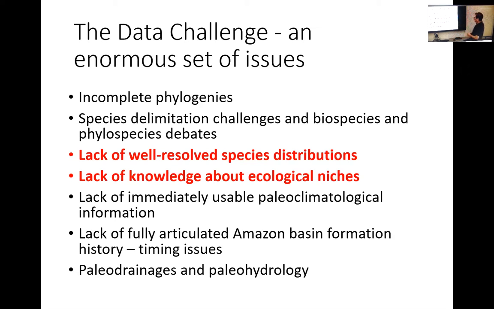We had mostly incomplete phylogenies that were not well resolved. There are all these questions about taxonomy and delimiting species. We don't have distribution maps for most of the taxa in the Amazon. We have some distribution maps for some taxonomy of birds. But for most groups, or primates, we lack the knowledge about where species are distributed. We lack knowledge about their niches. We lack immediately usable morphological data sets. We lack fully articulated models of base information, history, and timing issues. We don't always have all the knowledge we want about paleogenetics and geology.